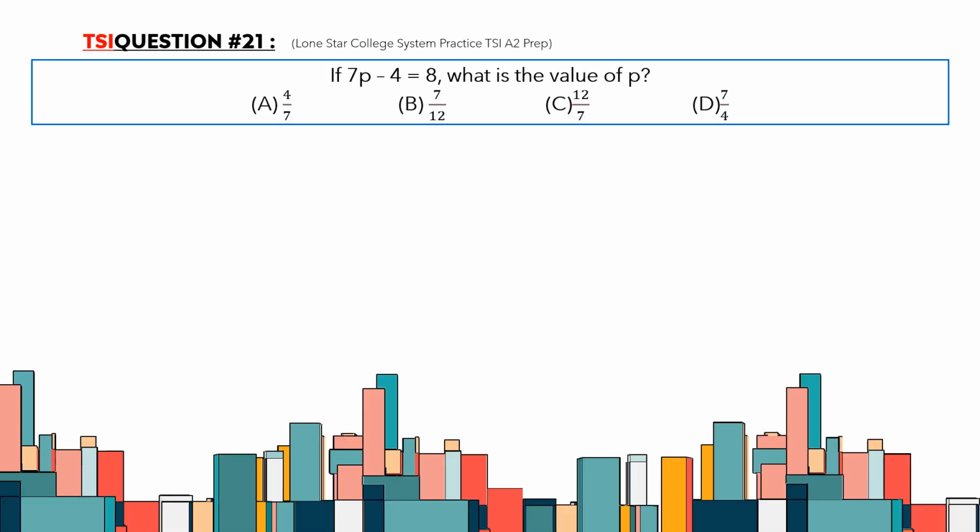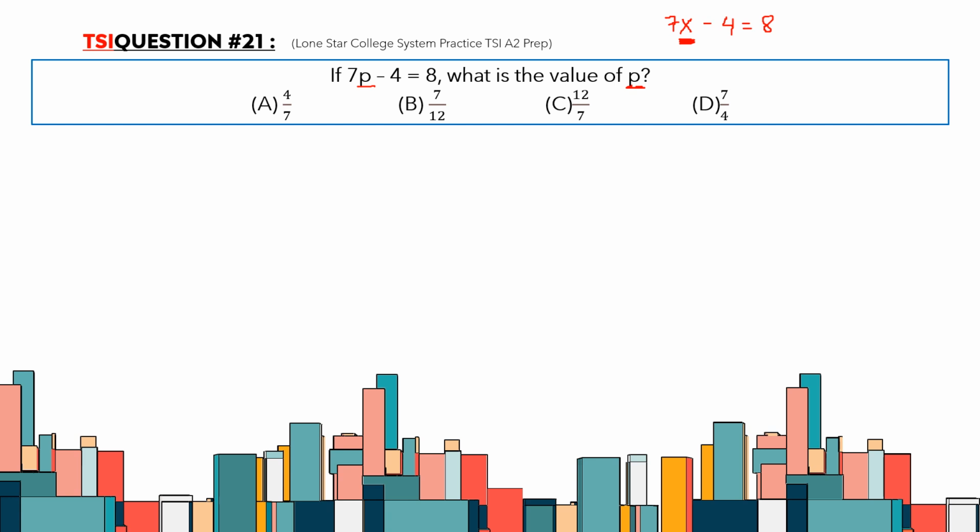If 7p minus 4 equals 8, what is the value of p? So we may be familiar with 7x minus 4 equals 8. So p and x are the same. It's a variable. It's an unknown. They can use any letter in the alphabet to represent that unknown. And in this case, they use p instead of the x we are familiar with. Look at the problem.